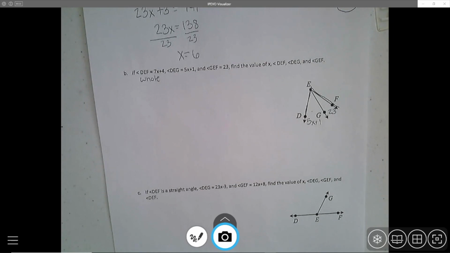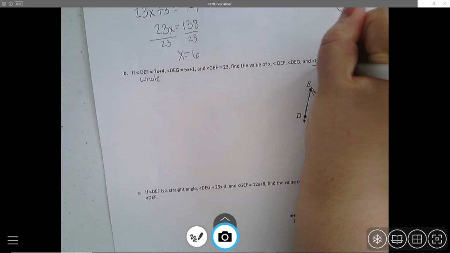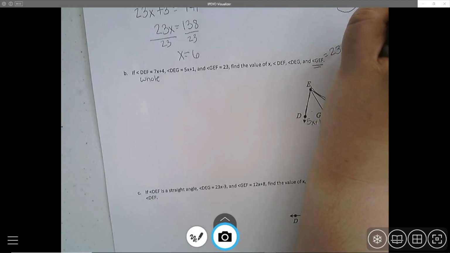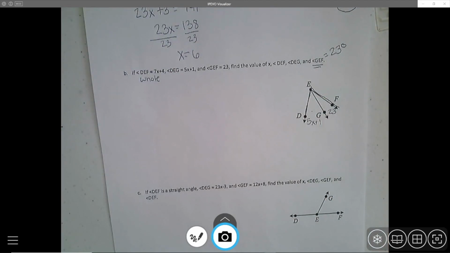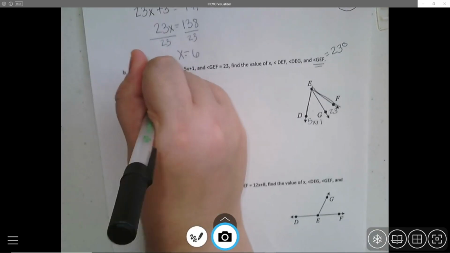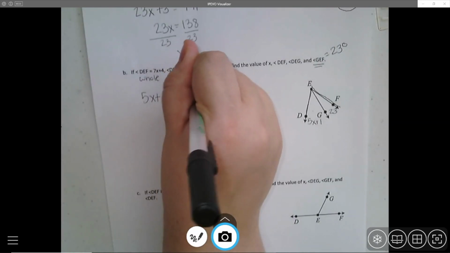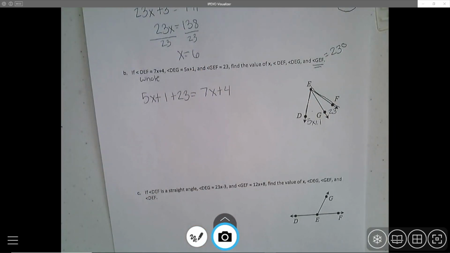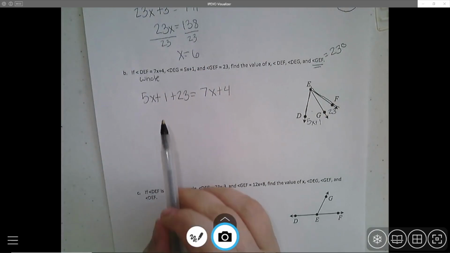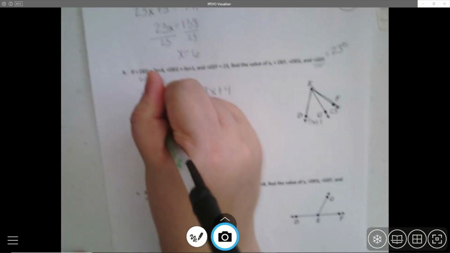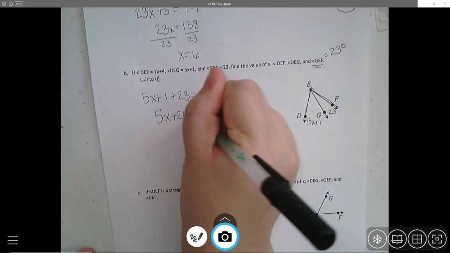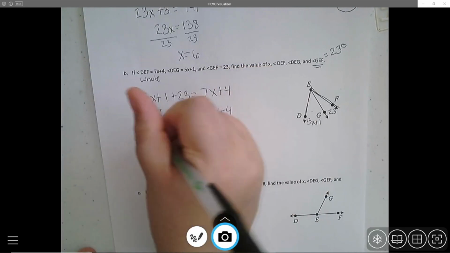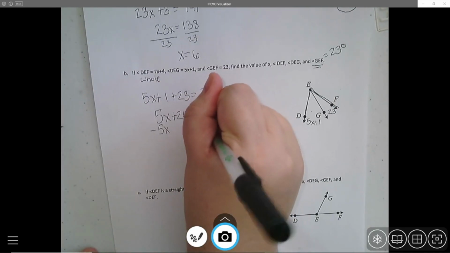They want us to find some different things. First off, we know GEF is 23, so I don't need to do anything with it. Okay, so now part plus part equals whole. Here are my parts, here's my whole. 5x plus 1 plus 23, part plus part equals whole, 7x plus 4. On my left-hand side, combine a 1 and a 23 to be 5x plus 24 equals 7x plus 4.